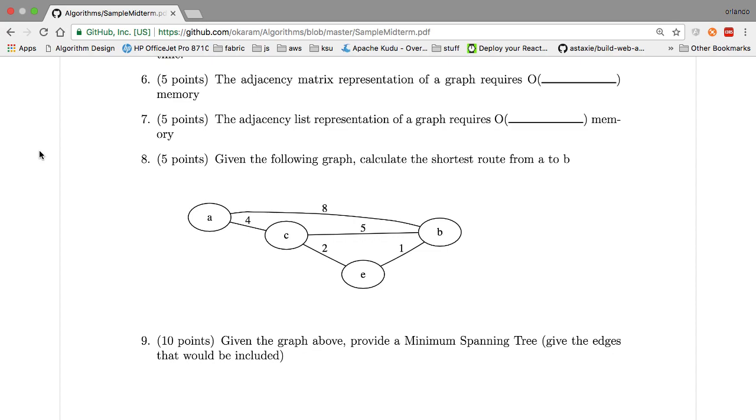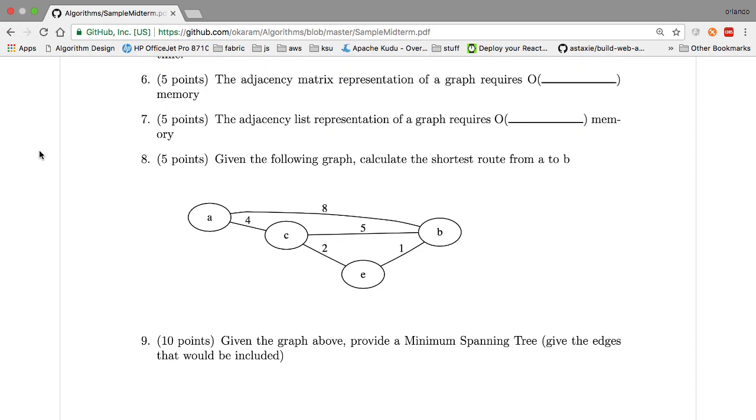The adjacency list representation of a graph requires order of what memory? Max n squared, minimum n. M plus n, where m is the number of edges and n is the number of vertices. Because you always have one list per vertex, and inside the list you have all the places that you can reach. So m plus n, or max of m and n, is kind of the same thing.